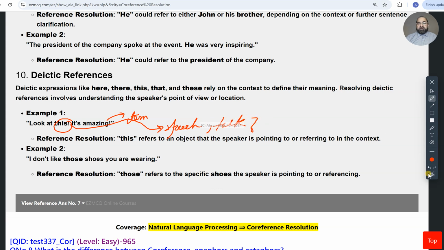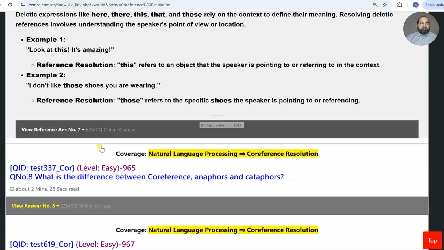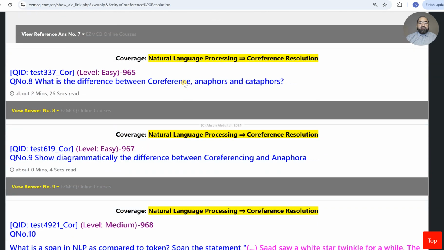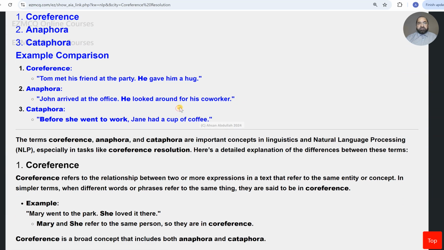So if you are more interested, as I mentioned a number of times before, you can look at these wonderful references. So what is the difference between co-reference, anaphora, and cataphora? Tom met his friend at the party. He gave him a hug. Okay, this is co-reference. This is kind of simple, because over here he means Tom.